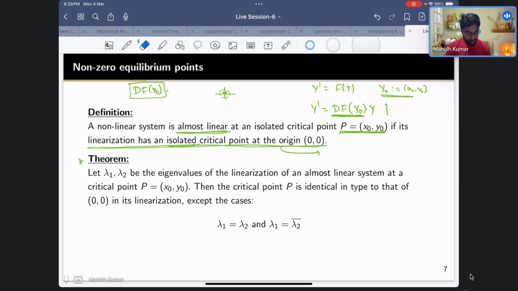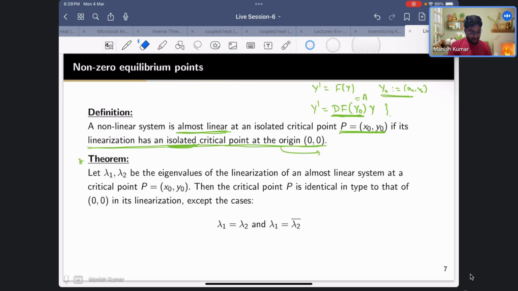Let me call this matrix A. Then Ay = 0 is possible. Suppose you know that A at 0 is 0, that is obvious, right? But Ay = 0 for nonzero y should not occur, so there should exist a neighborhood around (0,0) where Ay is not 0. That's what isolated means: there should exist a neighborhood where there is no other critical point other than the origin.